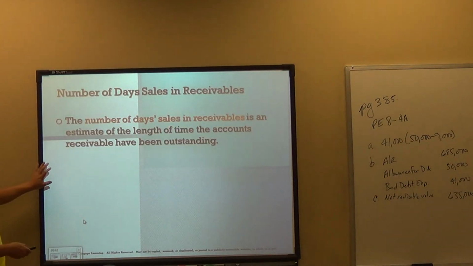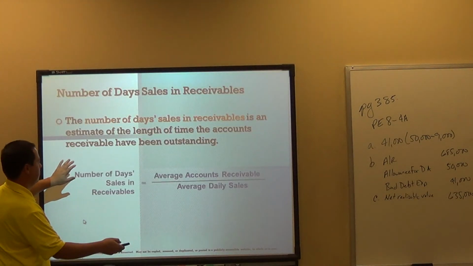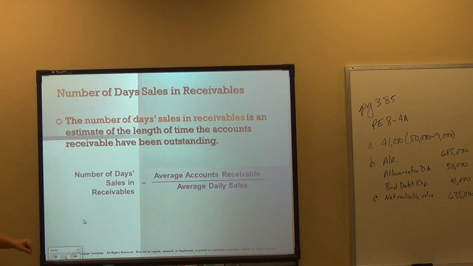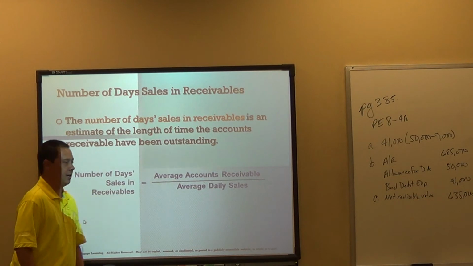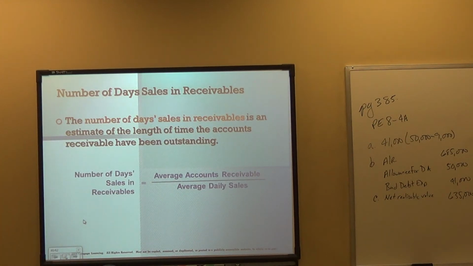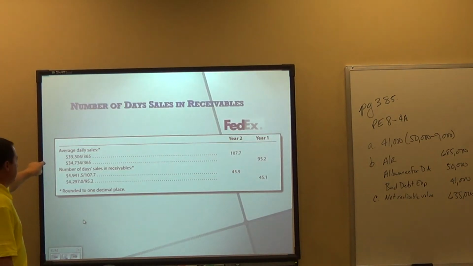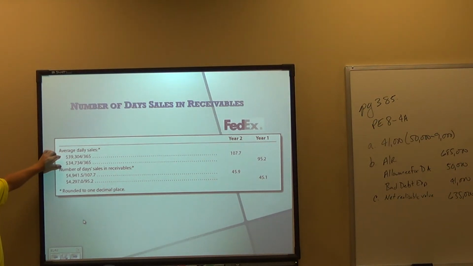So as we take a look at this, the next part is we're going to take the average accounts receivable, the information that we have, and the average daily sales. So we get the average daily sales, what do we have? Well, we got to figure out what our sales were. We have that information, right? And then just divide it by 365. And so that's what we've got here, average daily sales by 365, and the number of days sales and receivables.